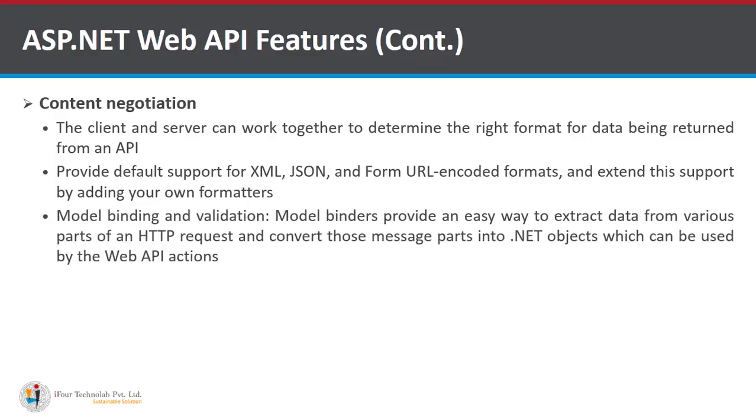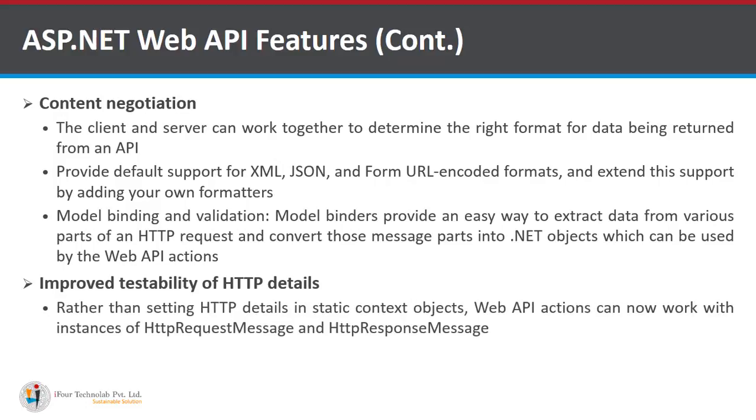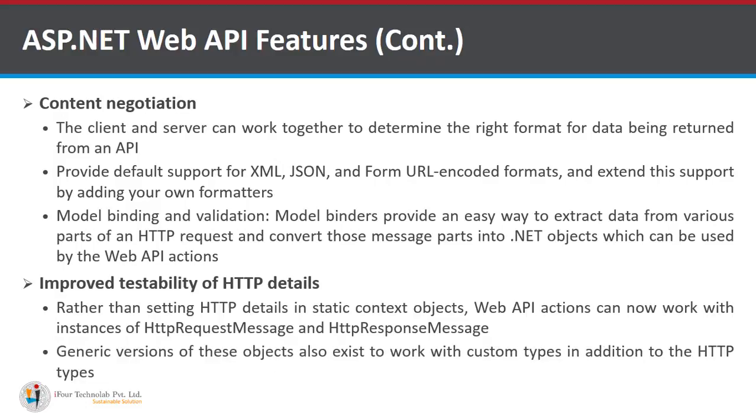Model binding and validations. Model binders provide an easy way to extract data from various parts of an HTTP request and convert those message parts into .NET objects which can be used by the Web API actions. Improved testability of HTTP details. Rather than setting HTTP details in a static context object, Web API actions can now work with instances of HTTP request message and HTTP response message. Generic versions of these objects also exist to work with custom types in addition to the HTTP types.